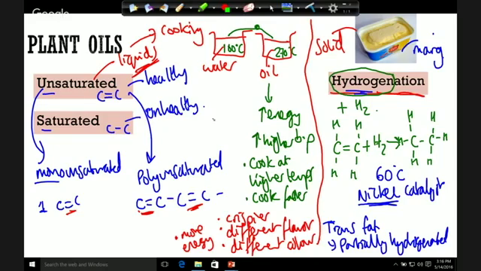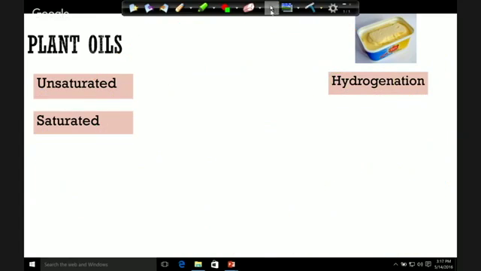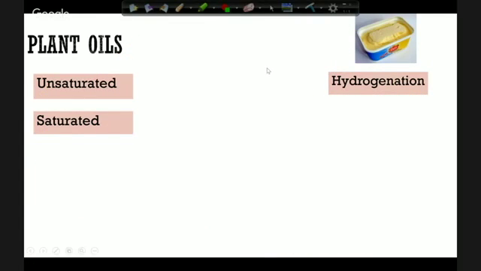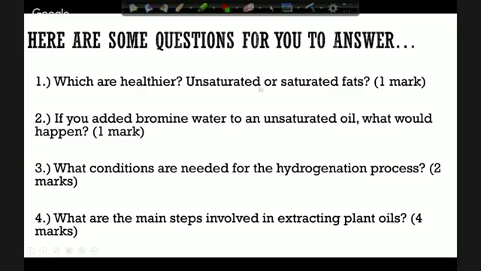Now, these saturated fats, the final little thing, these saturated fats tend to be solid and they are less healthy, because they increase cholesterol, which clogs up your arteries and leads to things like high blood pressure and heart disease and things like that. Okay, so that's a summary of plant oils. I've got some questions for you to answer just now. So have a go at these and then I'll come back and see if you got them correct.